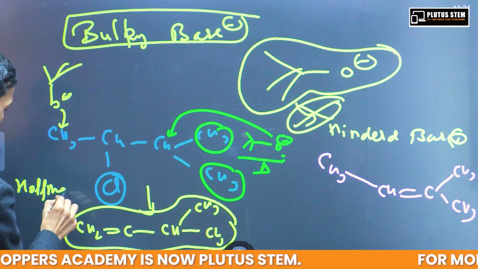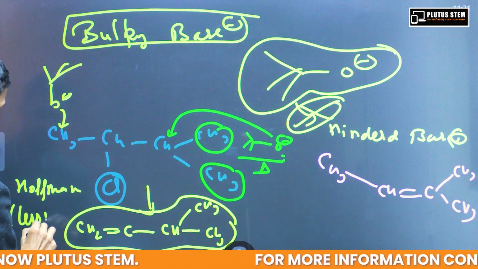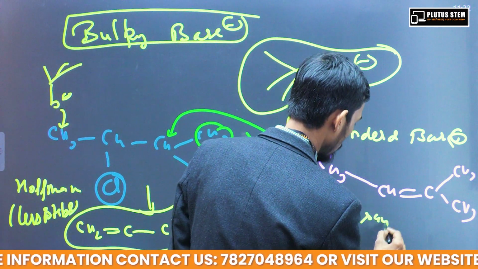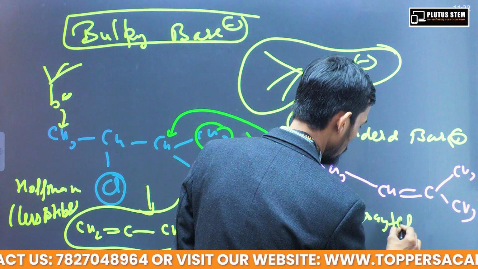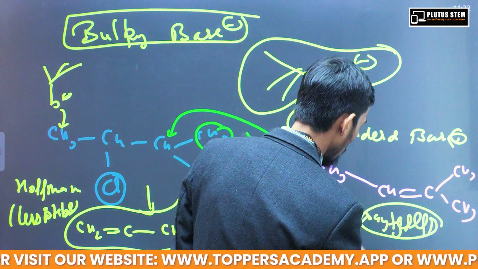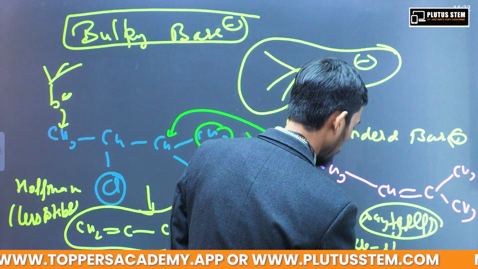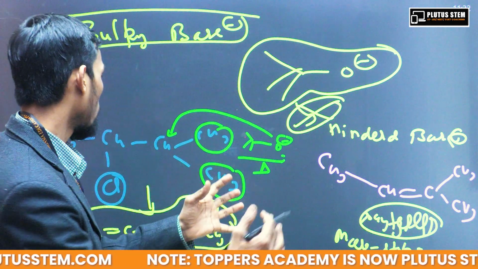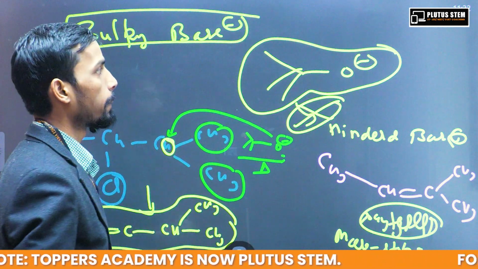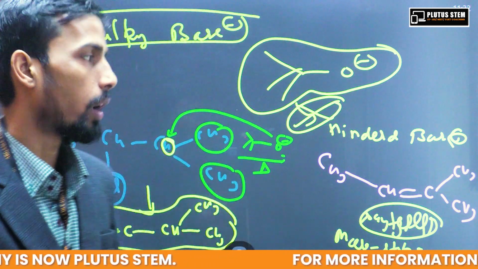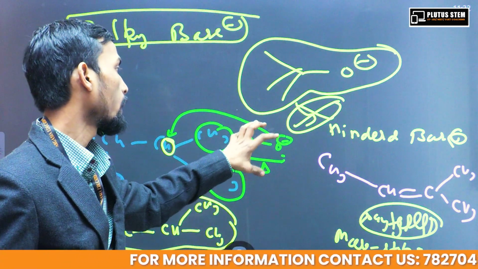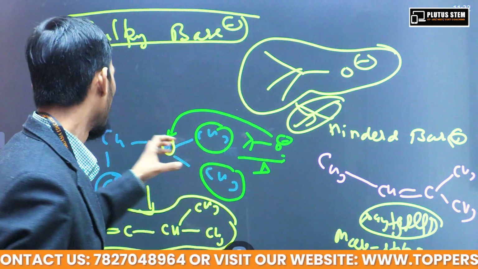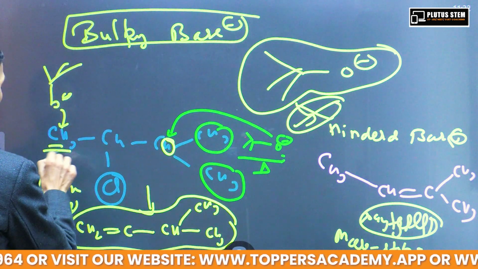This one is Hofmann and less stable. And this one is Zaitsev, more stable. But due to the bulkiness, this group is quite bulky, so it cannot take the proton from the inside. This strong base, you can say bulky base, is unable to take the proton from the more hindered side, so it will preferentially take the proton from the less hindered side only.